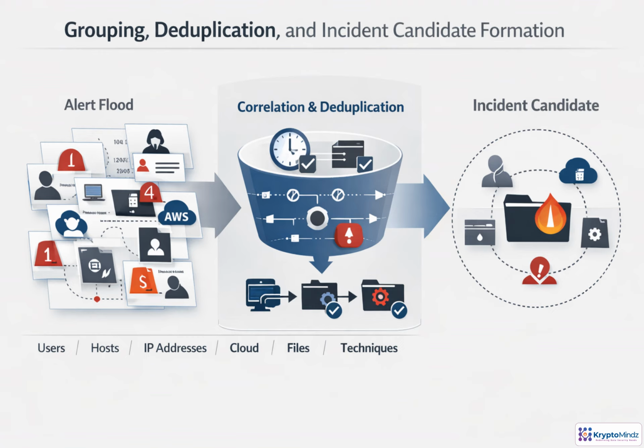From there, the agent reduces noise by looking for shared evidence: users, hosts, IPs, cloud accounts, files, processes, and techniques. It also removes repeats from the same rule or telemetry source, so one behavior is not counted 10 times. Then it connects events across time and systems into a single incident candidate. The result is less alert fatigue and a clearer story for the analyst to investigate.